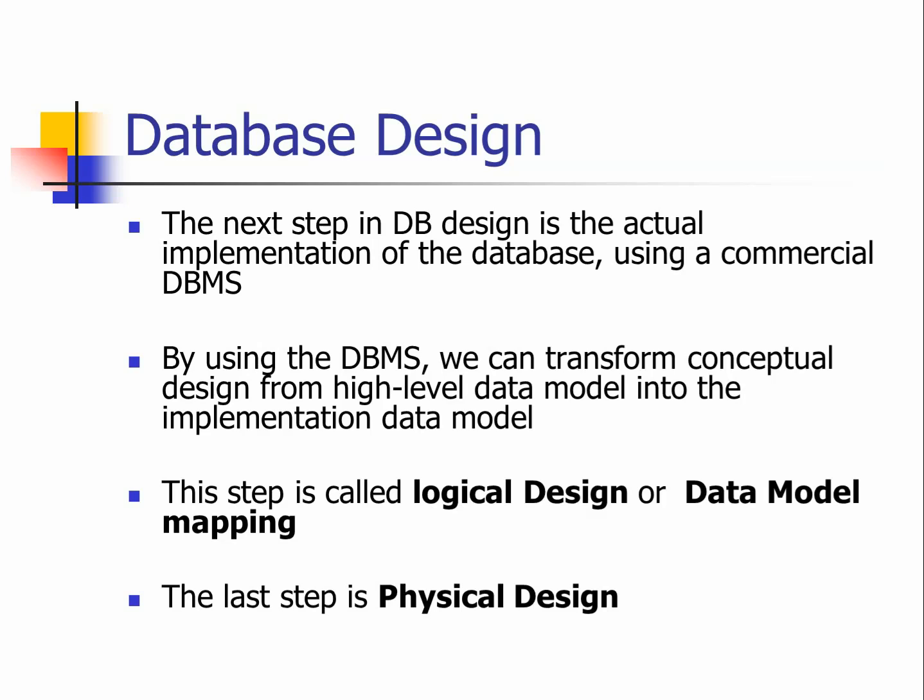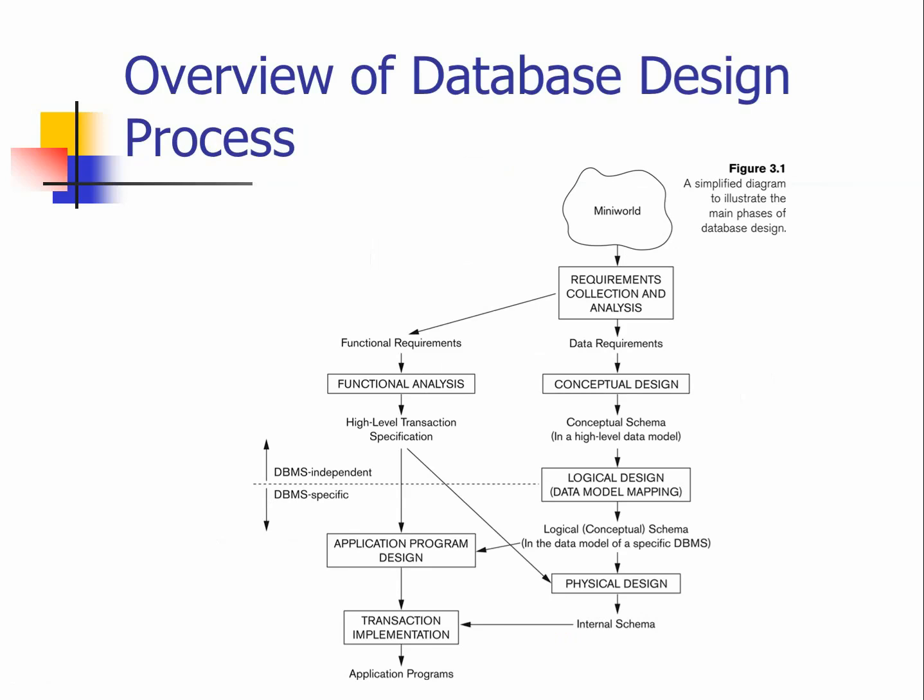So once we are able to map from the conceptual design into the data model, this is what we call a logical design, or data model mapping. Once we have mapped that into the data model, then it is time to do the physical design, which means writing the program in Oracle. To summarize what we have seen for the past two slides, this is actually a very good figure for you to understand the database design process.